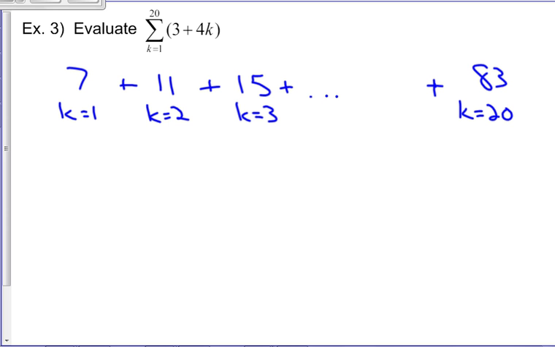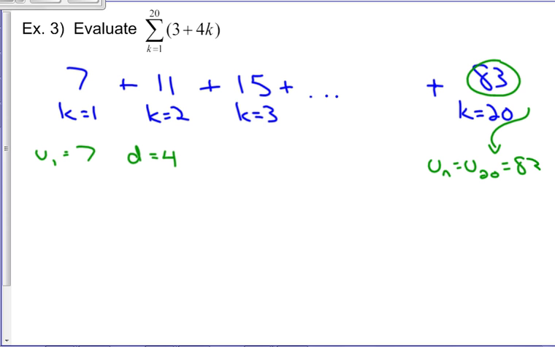Now, if I write out the first few terms, I might notice something. 7, 11, 15 is an arithmetic sequence. It's arithmetic where the first term is 7, where the common difference is 4. We know that over here, this would be our last term in the sequence, un, or u20, is 83. And we also know the number of terms in this series. We're going to go from k equals 1 to k equals 20, so there are actually 20 terms. We don't see them all. We see the first, the second, the third, and then we go all the way up to the 20th. Once we recognize this as an arithmetic sequence, it becomes a whole lot easier to deal with.